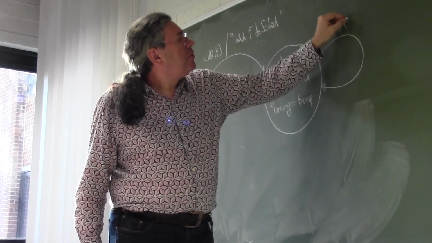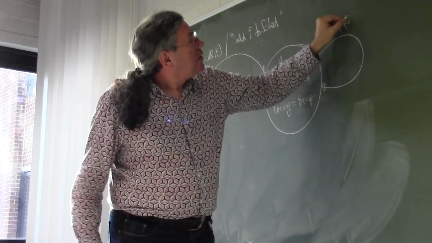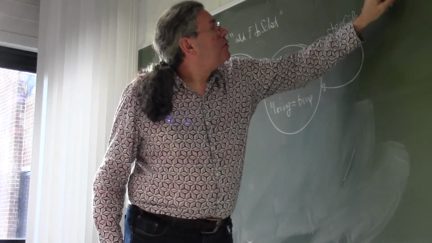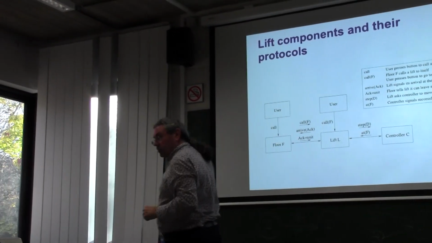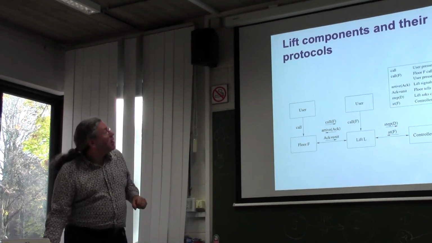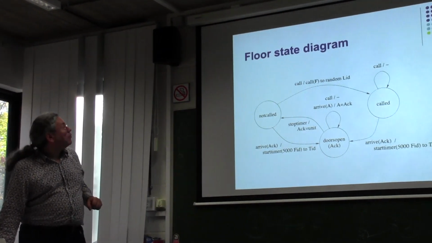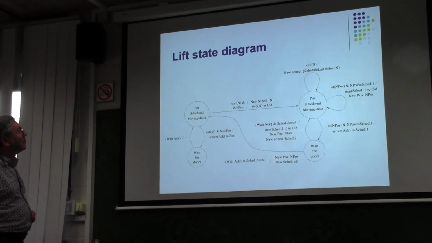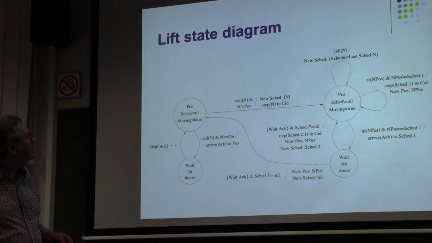It has to send a step to whatever destination it goes to. Let's say this is a list, so let's say the first element of the schedule goes to the controller. So you see it starts getting more and more complicated, huh? But let me show you the diagram, and I will explain how it works. So here is the lift state diagram, and you can see it's not so simple.